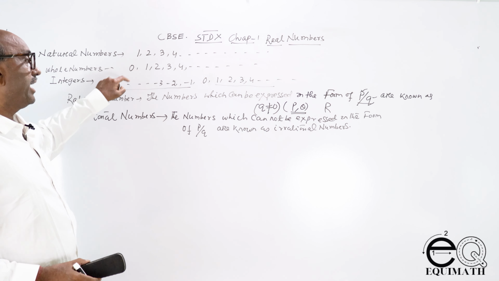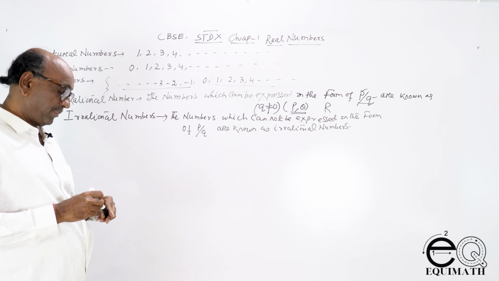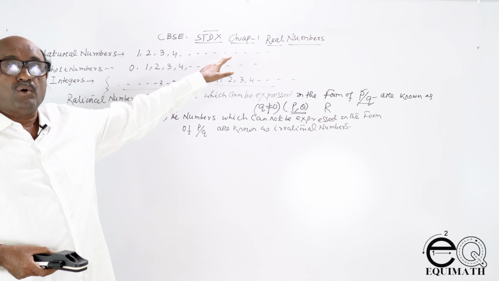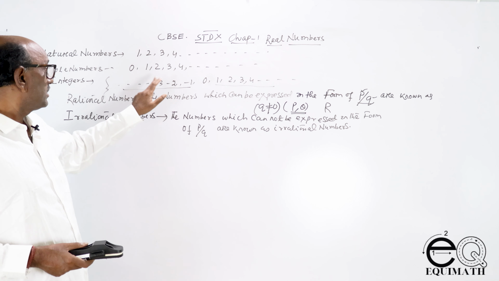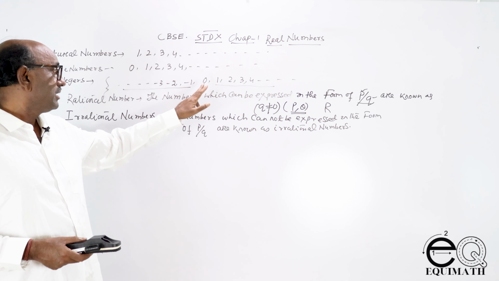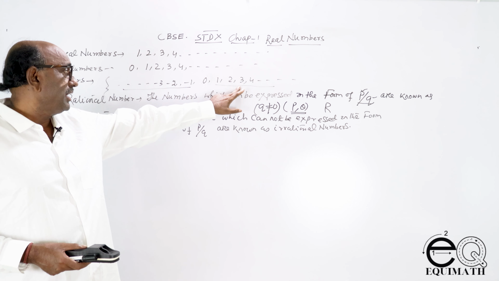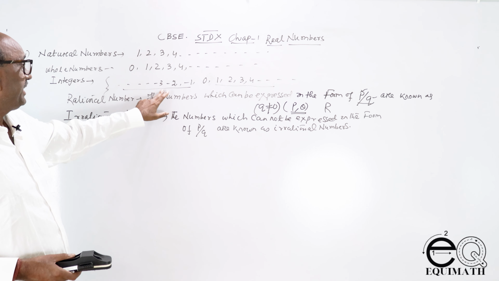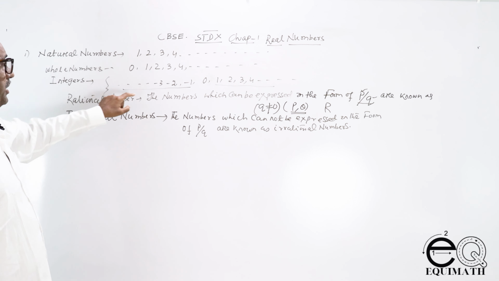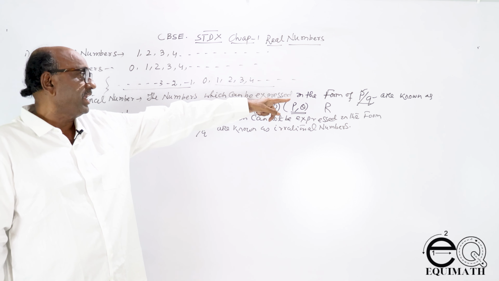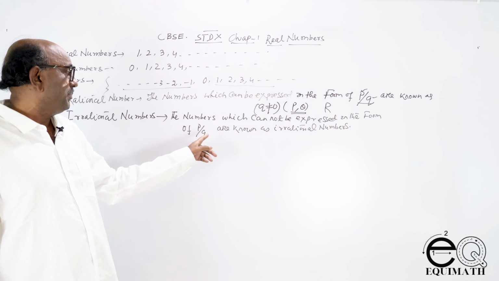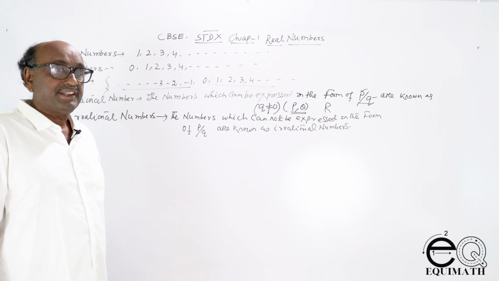All these are taught in standard 9. You see, again I am repeating. 1, 2, 3, 4 onwards, all the numbers are natural numbers. 0 including all the natural numbers are known as whole numbers. 0, all the natural numbers, all the negative integers, all these numbers are integers. The numbers which can be expressed in the form of p by q are known as rational numbers. The numbers which cannot be expressed in the form of p by q are known as irrational numbers.